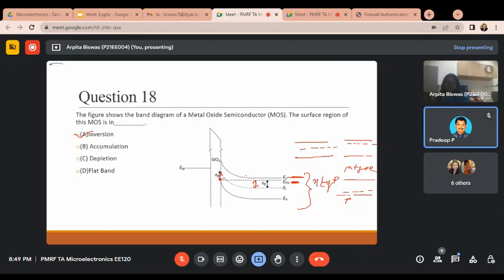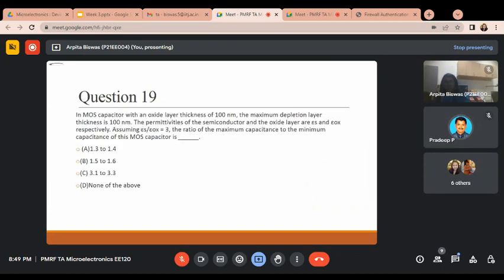Yes, ma'am. So in a MOS capacitor with an oxide layer thickness of 100 nanometer, the maximum depletion layer thickness is 100 nanometer. The permittivities of the semiconductor and the oxide layer are ES and EOX respectively. Assuming the ratio ES by EOX is 3, the ratio of the maximum capacitance to the minimum capacitance of a MOS capacitor is. At least calculate the Cmax by Cmin value.